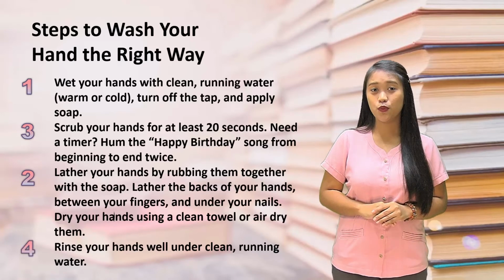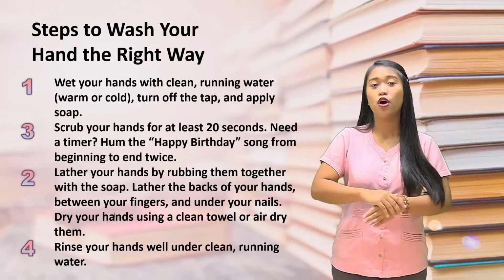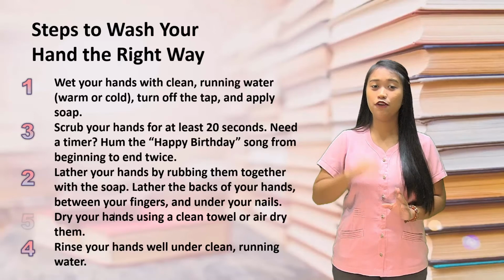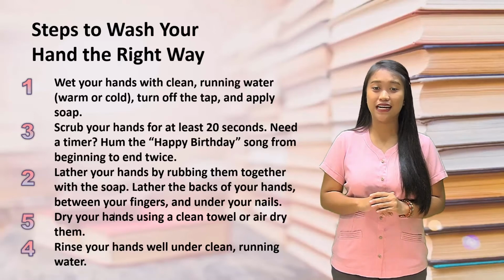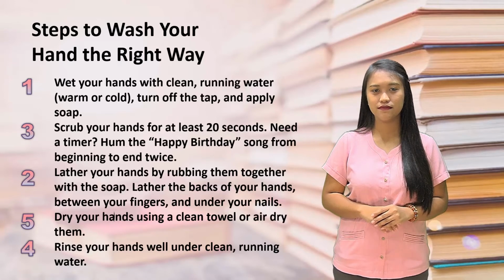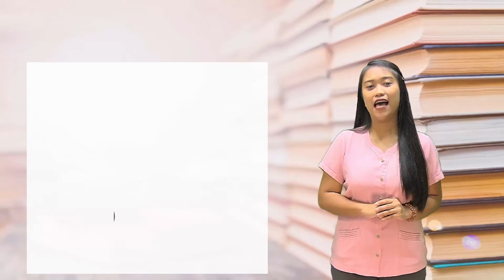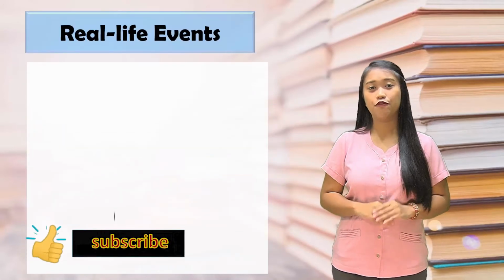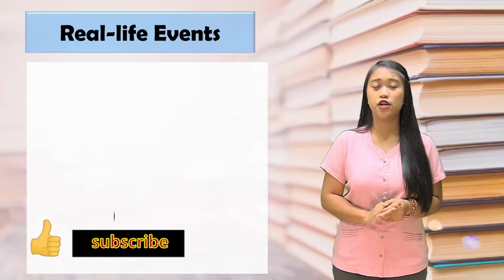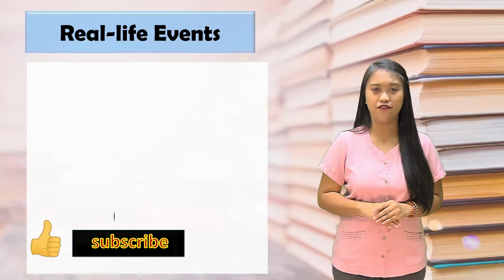And then the fourth one is you have to rinse your hands well under clean and running water. And the fifth one, dry your hands using a clean towel or just air dry them. Now, let us have the next activity. Aside from recipes, steps, and details from the story, we can also sequence real-life events.